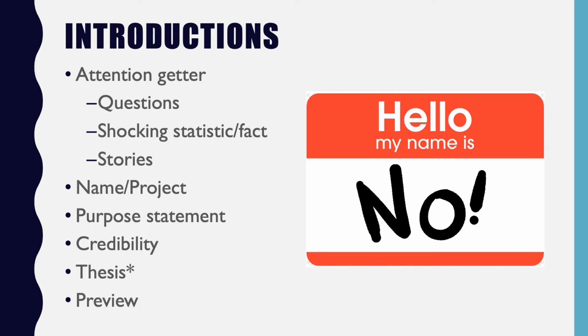So if I wanted to get people to recycle more to slow down climate change, I may say something like, recycling is one way we can slow down climate change. Don't overthink it. It is that simple. Last but not least, you will have a preview. This is where you will list off your main points before you cover them.